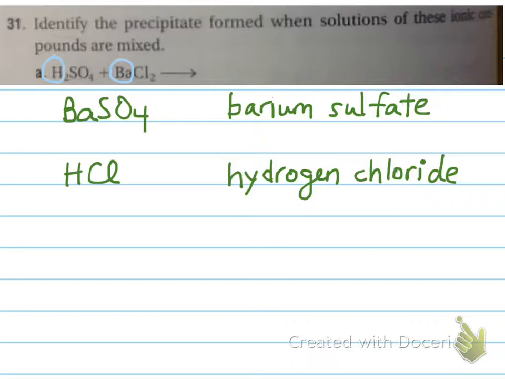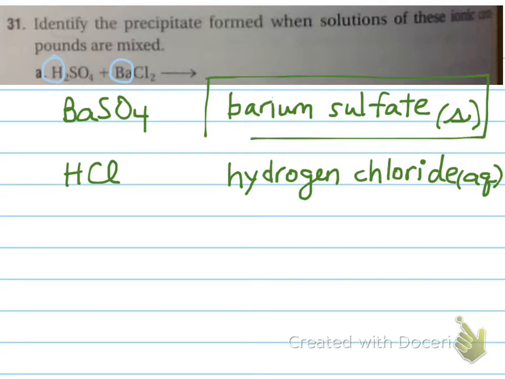Now, we want to know which one's the precipitate. For sulfate, I'm going to look at rule number 3, which says sulfate salts are soluble, but barium's listed as an exception. So I think this is the precipitate. I'm going to check on hydrogen chloride. That is number 4. Chlorides and iodides are soluble, and again, this is not listed. So the precipitate is the barium sulfate for letter A. And again, you could have written it this way as well.